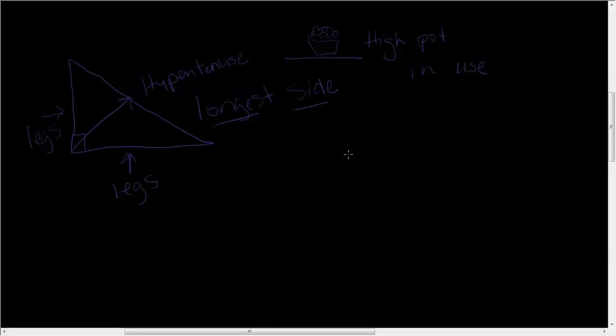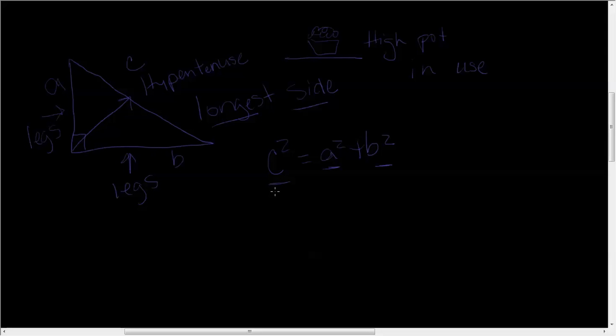When we label our right triangle, we usually label our legs with the letters A and B, and C is the hypotenuse. The Pythagorean theorem says that C squared equals A squared plus B squared. That means that one of the legs squared plus the other leg squared equals the hypotenuse squared.